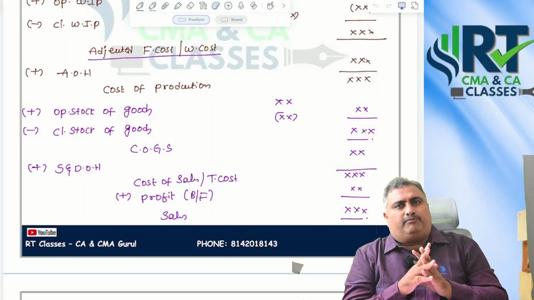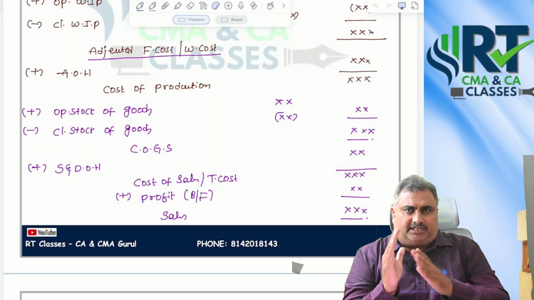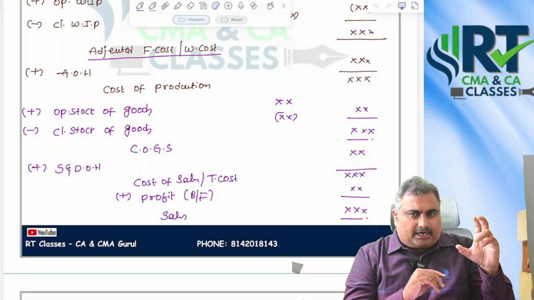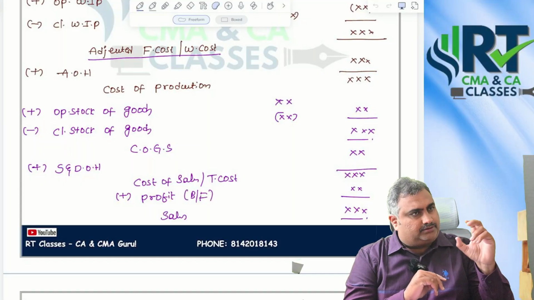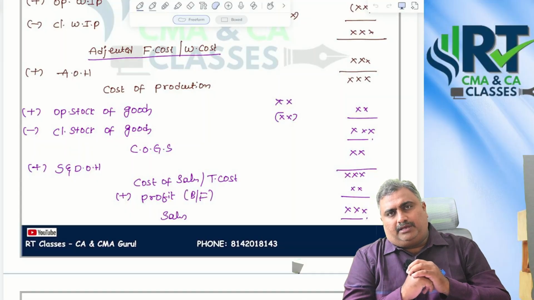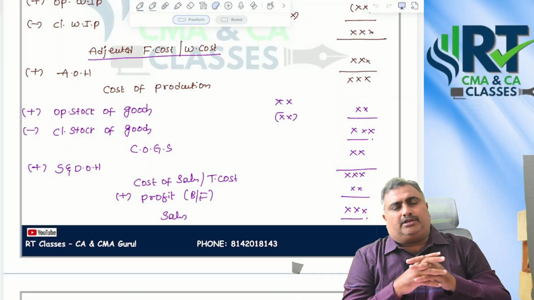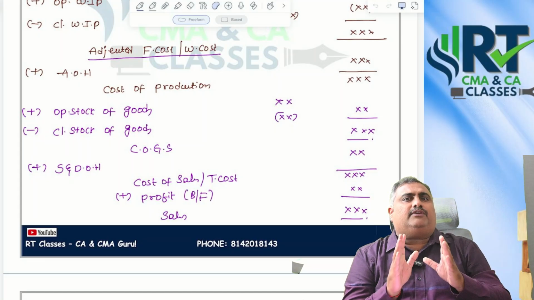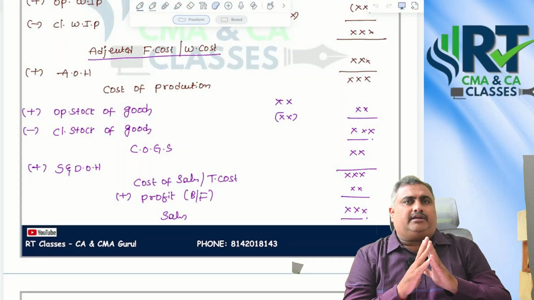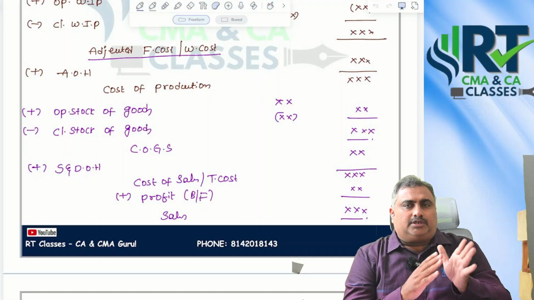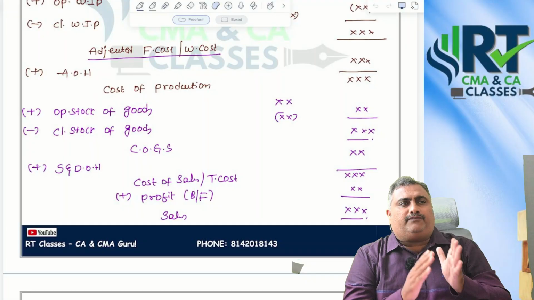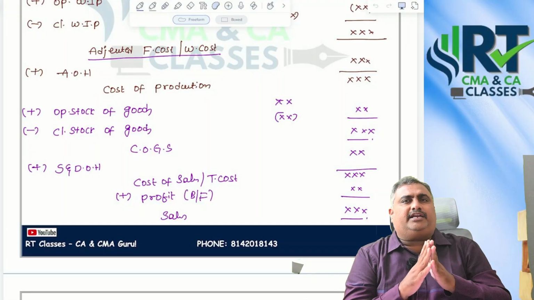So from both versions, whether you are doing CA or CMA, the part I discussed before is the only differentiation between CA and CMA. Sir, why are you adding opening stock of finished goods? Why are you deducting closing stock of finished goods? Because the goods which are ready to sell, we are adding. The goods we don't want to sell, we want to keep in stock with us, that kind of closing stock of finished goods we are deducting. Then we are getting cost of goods sold.